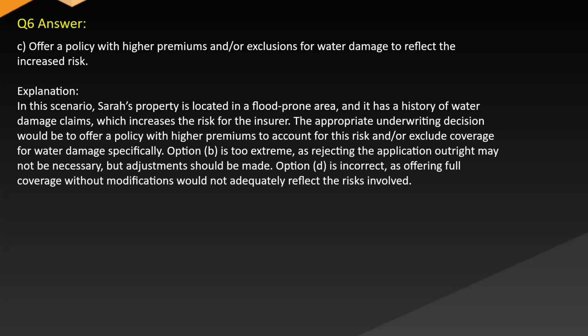Answer: C. Offer a policy with higher premiums and or exclusions for water damage to reflect the increased risk. Explanation: in this scenario, Sarah's property is located in a flood-prone area and it has a history of water damage claims, which increases the risk for the insurer. The appropriate underwriting decision would be to offer a policy with higher premiums to account for this risk and or exclude coverage for water damage specifically.